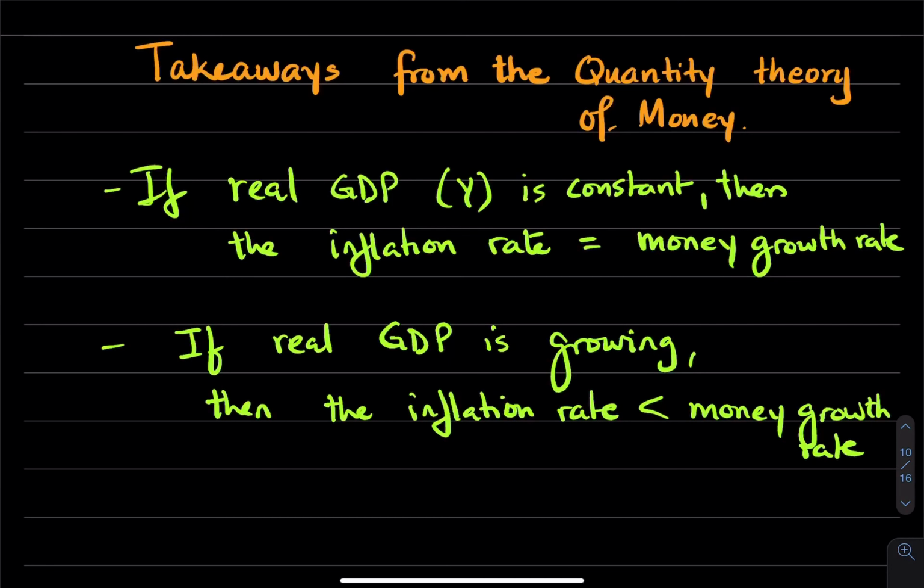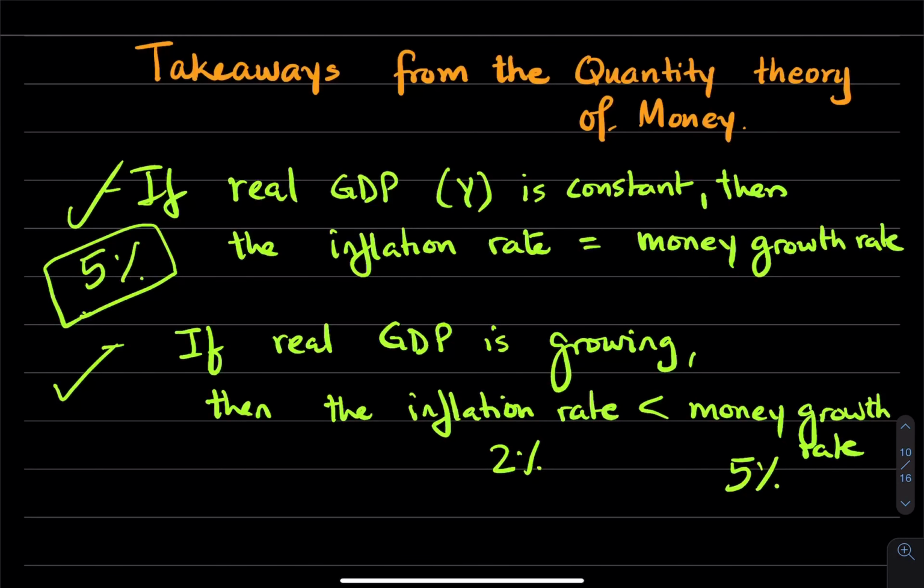Right? So in the first scenario here, the money growth rate was 5% and the inflation rate was also 5% because real GDP wasn't growing. But in the second scenario, when real GDP was growing, then the inflation rate came out to be 2%, which was less than 5%, the money growth rate. So 2% is less than 5%. Okay, but these numbers can vary, but these are the important takeaways. And the bottom line is that economic growth increases the number of transactions, and the same money growth would be needed for these extra transactions. So excessive money growth would cause inflation.